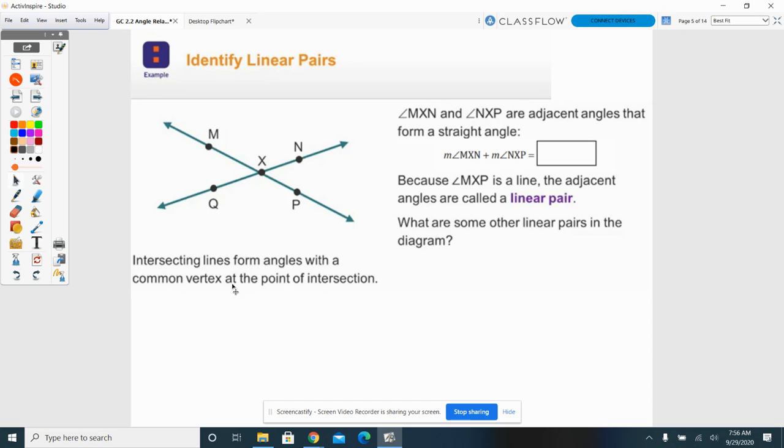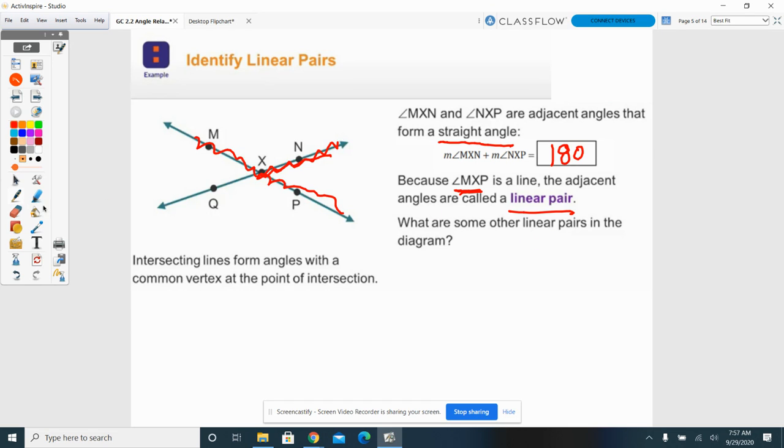Okay, let's talk about linear pairs. So if you have lines that cross, we got some vertical angles here, and we have some linear pairs, which would be supplementary. So what are they talking about here? Angle MXN, which is right here, and NXP are adjacent angles that form a straight line. So when you add those two, what would you get? Since they make a straight line, well, what do straight lines add to? That equals 180 degrees, which is also the same thing as MXP. Because MXP is a line, we call that a linear pair.